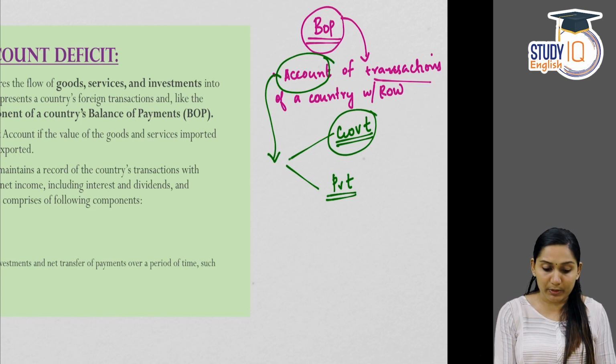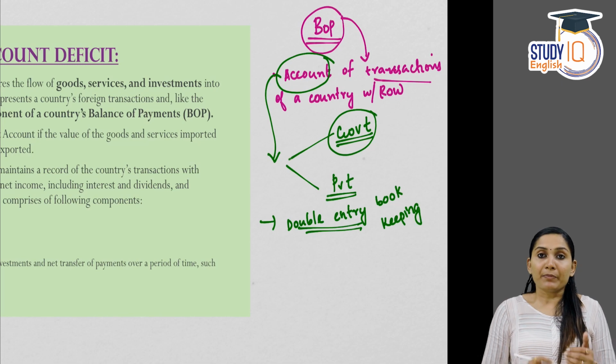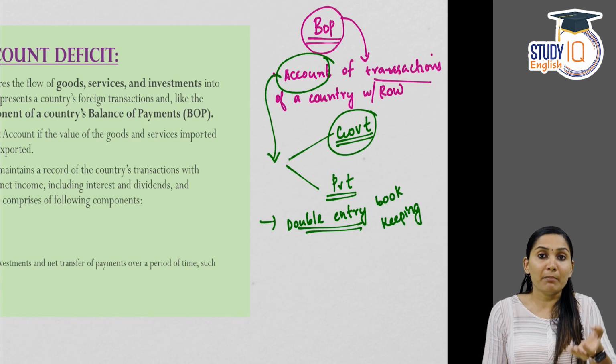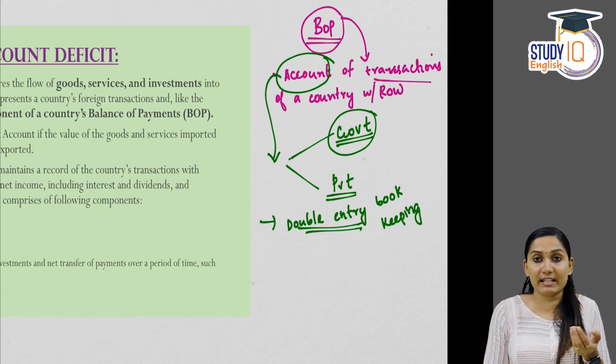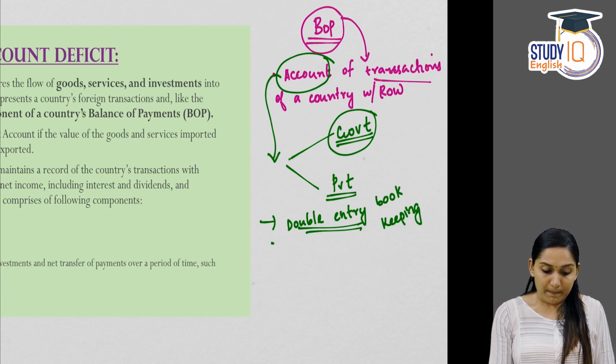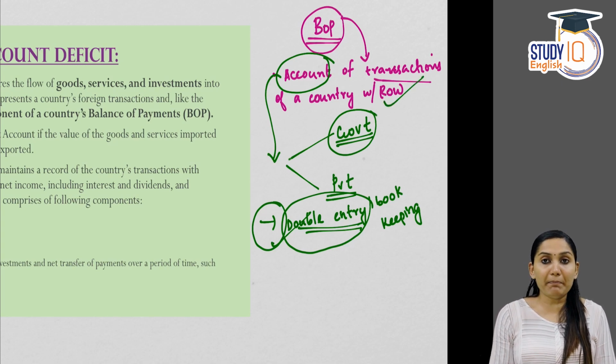And it is a double entry bookkeeping. Why is it called a double entry bookkeeping? It is double entry because all the incoming and outgoing transactions are recorded here. It is not just the outgoing transactions but also the incoming transactions. Let us take for example, export is an outgoing transaction whereas import is an incoming transaction. So all of these are kept here. It's a double entry bookkeeping and it contains the transactions made by the government as well as by the private sector. Now you know that balance of payment is an account.